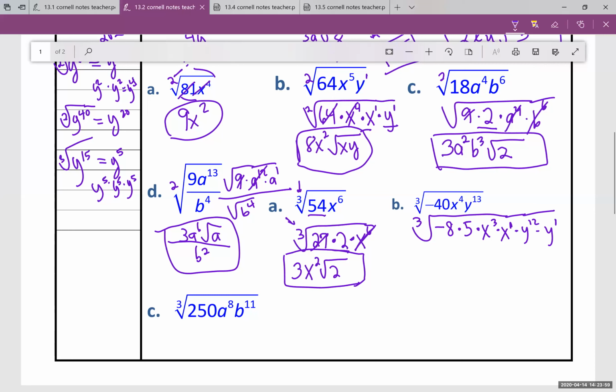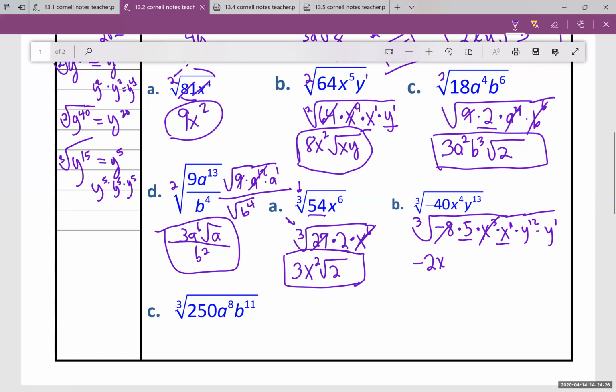We're going to take the cube root of whatever we can, and whatever we cannot needs to stay underneath the radical sign. Okay, cube root of negative 8 is negative 2. Can we take the cube root of 5? No. Can we take the cube root of x to the third power? Yes. 3 divided by 3 is 1, so that's just going to be an x coming out. X to the 1 power needs to stay.